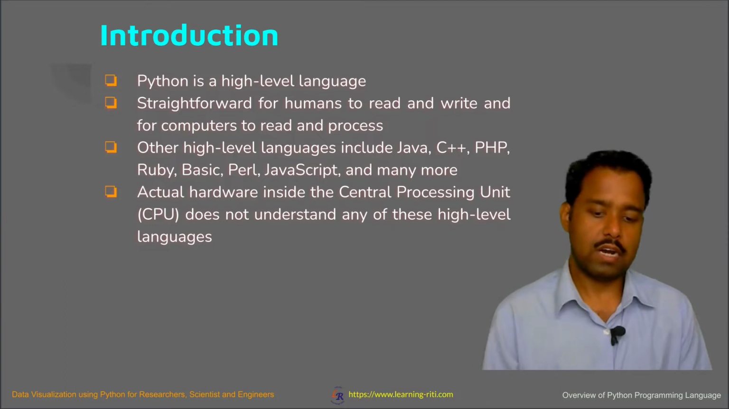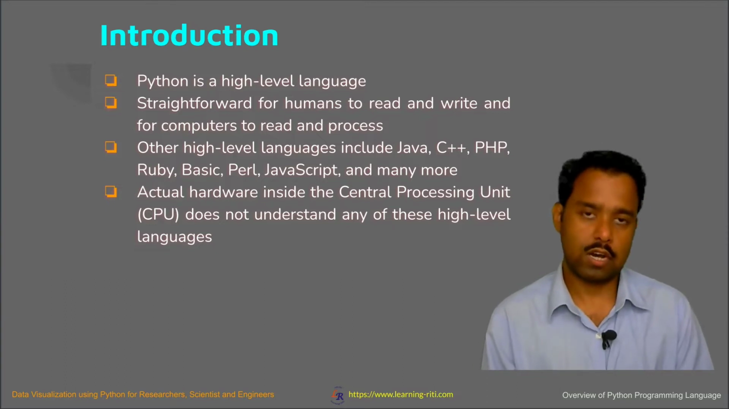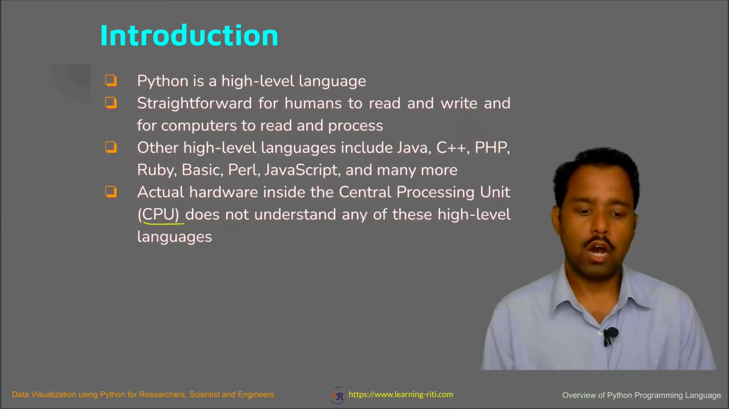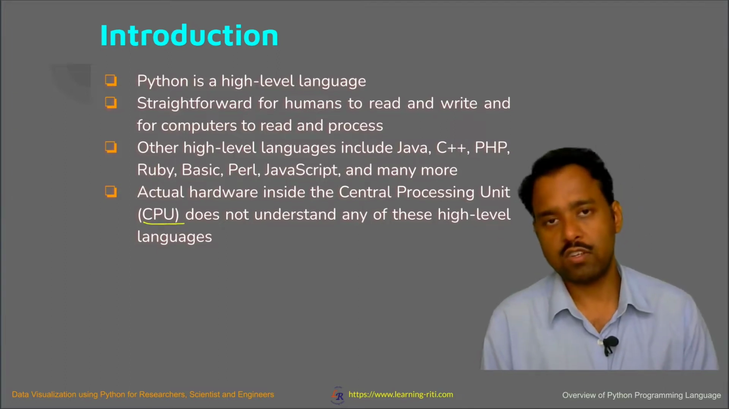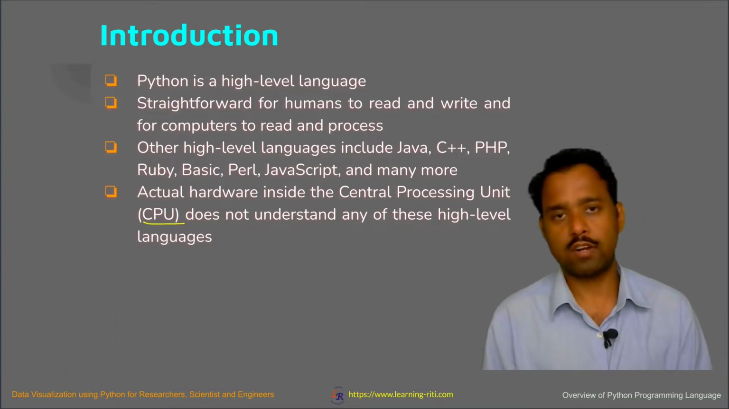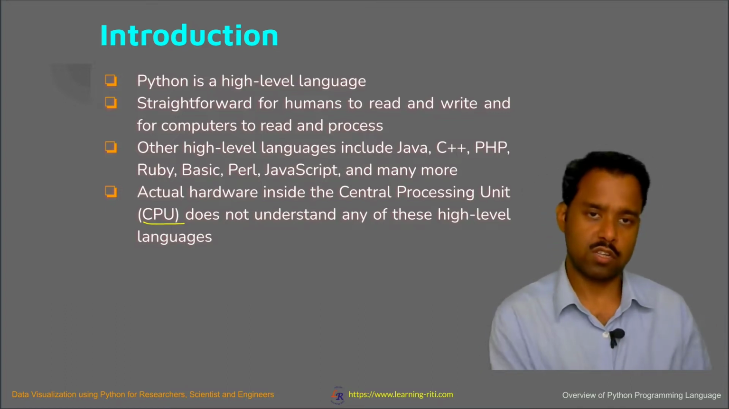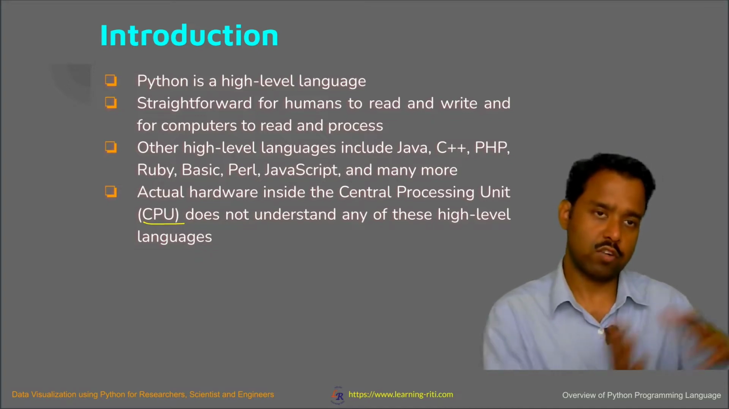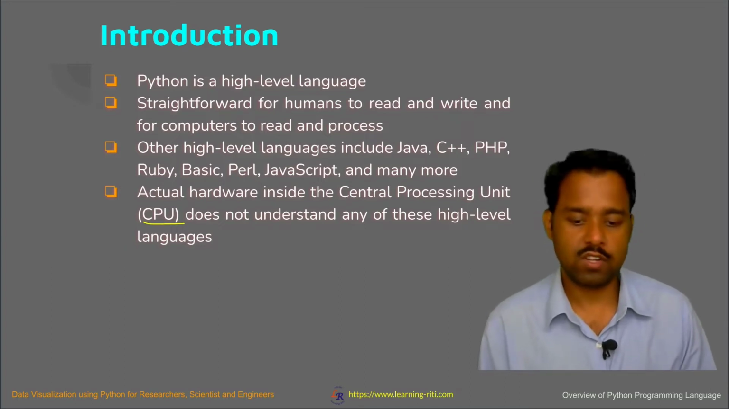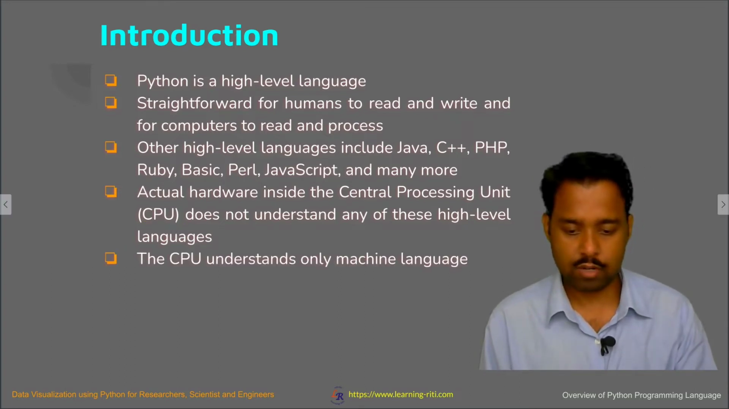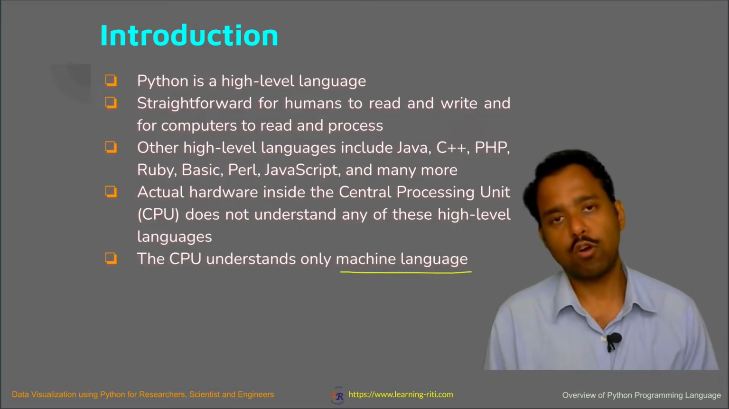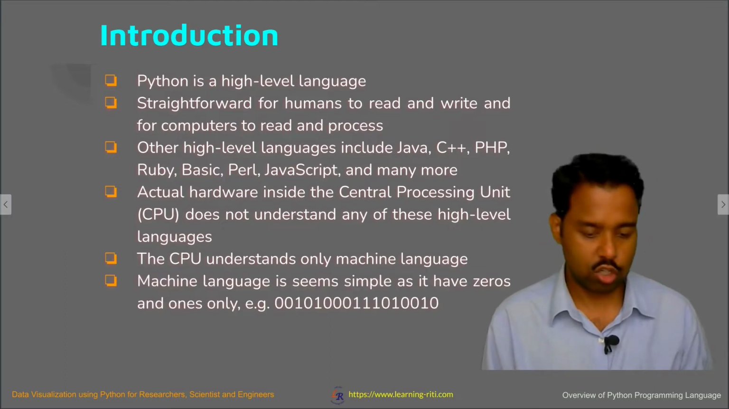The main hardware inside the computer is the central processing unit. We also call it the CPU, which doesn't understand high level language. High level language is meant for humans, and to translate those codes for the computer there are interpreters and compilers, which do the main job of converting from high level language to low level language. The CPU cannot understand high level language. The language it understands is machine language, right?